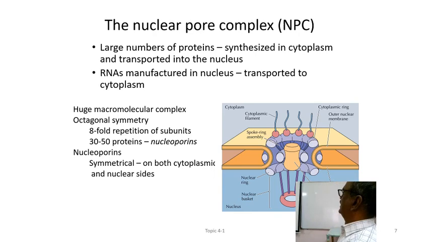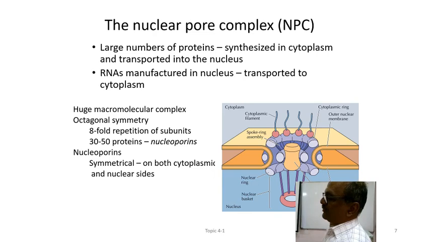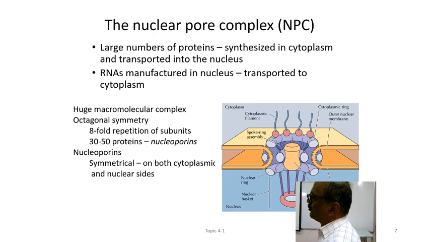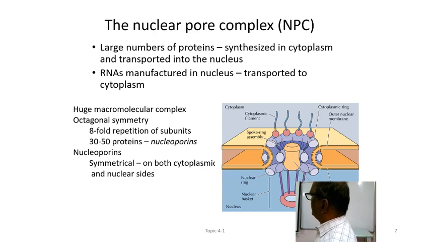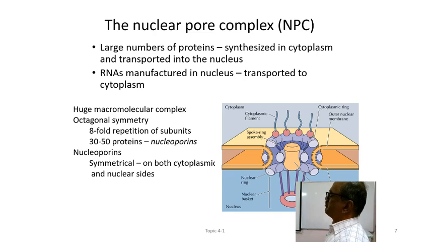So a large number of proteins, everybody knows, are synthesized in the cytoplasm, in the ribosomes, and transported to the nucleus. Okay, and also RNA is manufactured in the nucleus and transported to the cytoplasm. So in that case, how is it possible? It is possible with the help of the nuclear pore complex. It is a huge macromolecular complex with an octagonal symmetry: four on the inner side and four on the outer side.